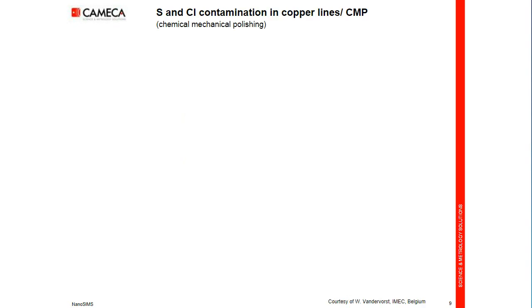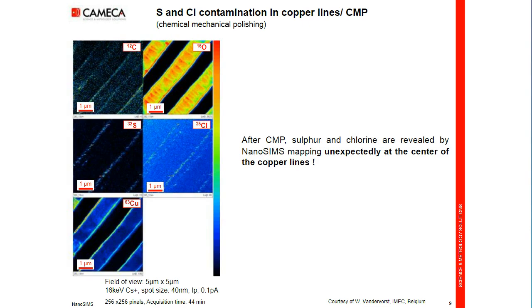This sample was brought to us by Professor van der Vorst from IMEC in Belgium. They were suspecting contamination among copper lines polished by CMP, chemical mechanical polishing. So we analyzed copper lines with the NanoSIMS. We imaged copper lines with the NanoSIMS. We used cesium plus with a beam spot size of 40 nanometers or so.